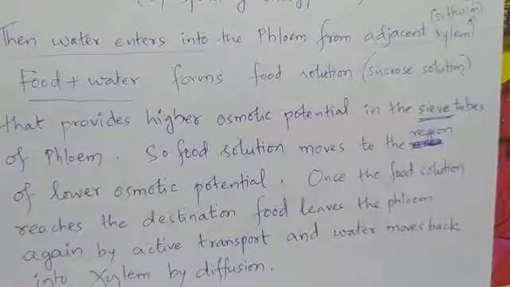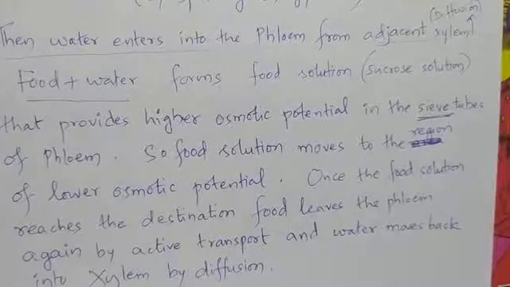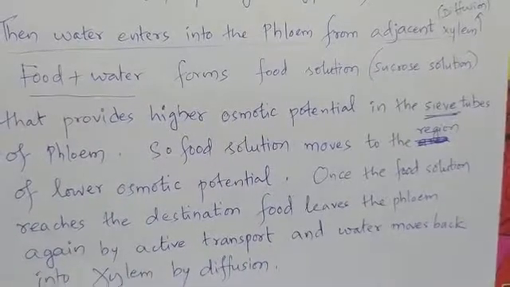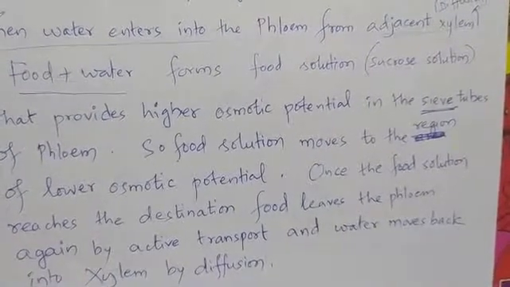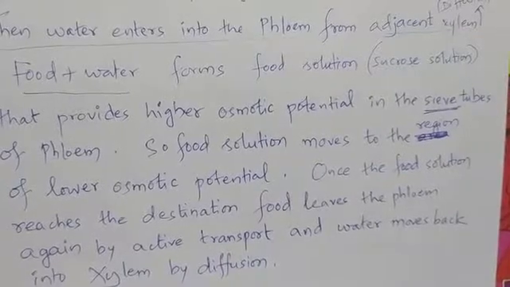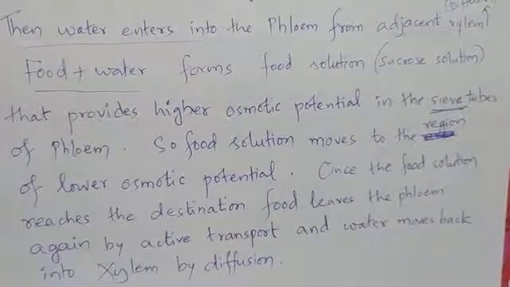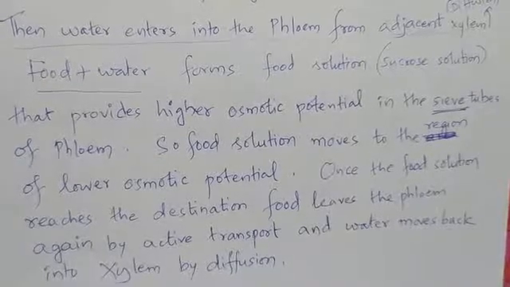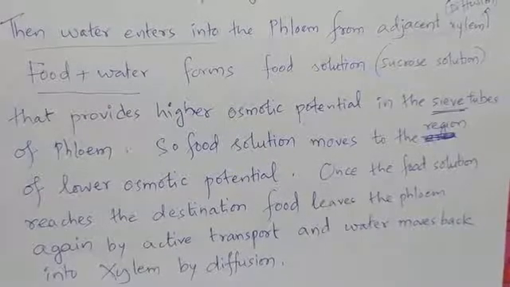This formed sucrose solution gets higher osmotic potential. So anything that is having higher osmotic potential, from that area, that solution will move to an area where there is lower osmotic potential. Right? So from the source to the other area. Generally, we call that area as sink. The food will move. Food transport generally takes place between source and sink.